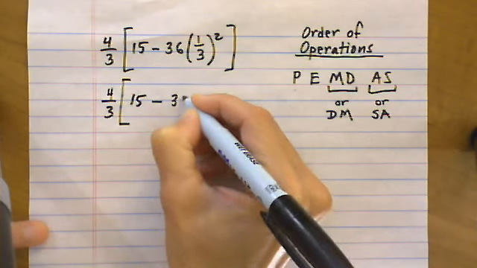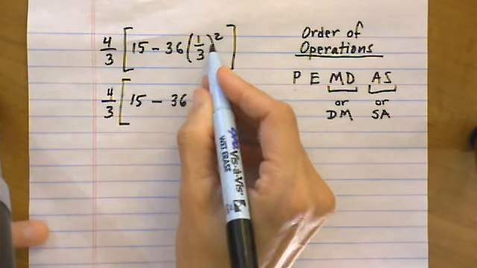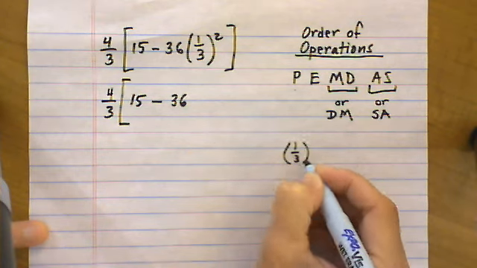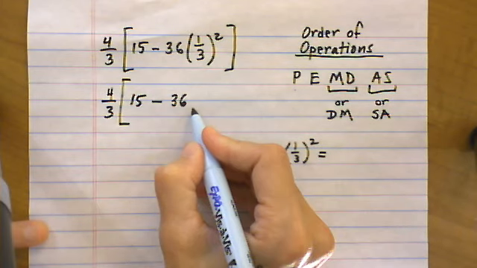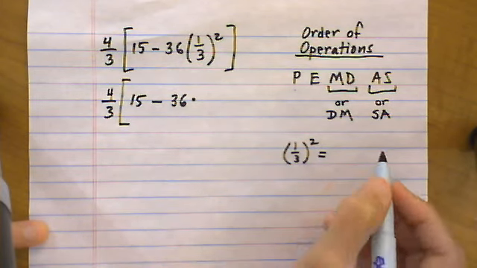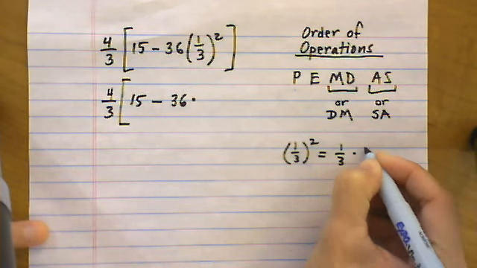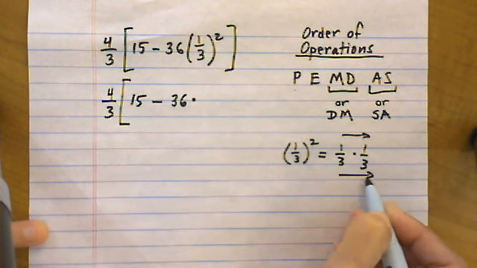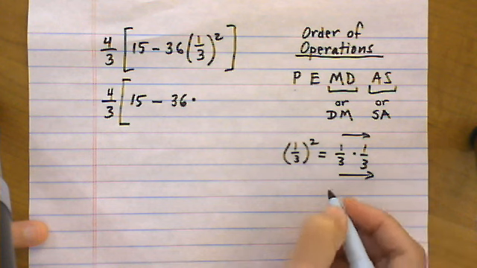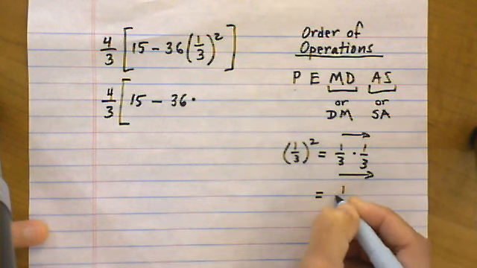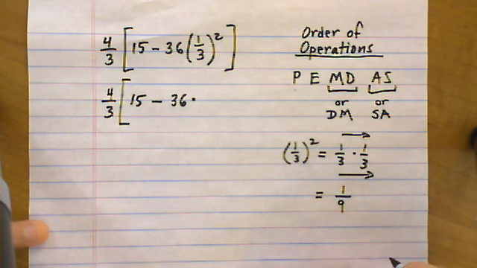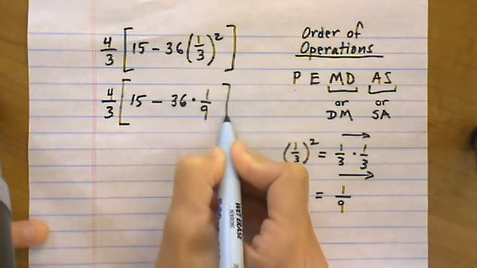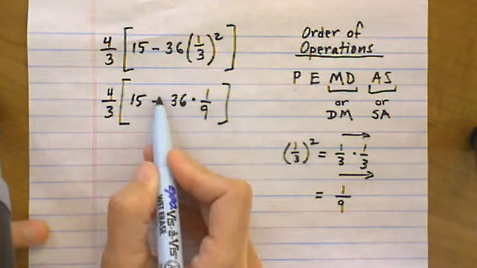So 15 minus 36 times 1/3 squared. So we're going to do out the exponent, and off to the side, let's figure out what 1/3 squared is, and then we'll replace it in here. So 1/3 squared is 1/3 times 1/3. And there's no reducing we can do here, so we're going to go right to multiplying across the top, across the bottom. So that's multiplying fractions. 1 times 1 is 1, 3 times 3 is 9. So let's replace 1/3 squared by 1/9. And notice that everything else we just carried down.